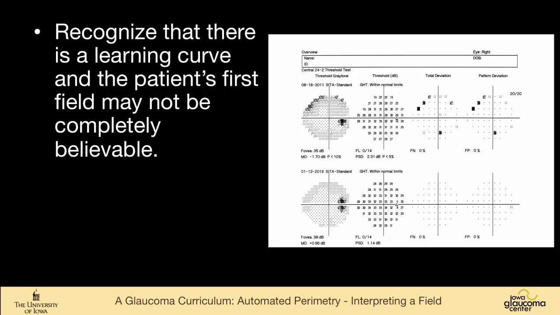Recognize first that there's a learning curve, and the patient's first field may not be completely reliable or believable. This is a subtle example. You can see the top field here has a little bit of scattered defects in both the total and the pattern deviation here. The hemifield test is not fooled. It thinks this is a normal field. But when you repeat the field, you can see that the performance is much, much better, and the quality of the field is excellent, completely normal.